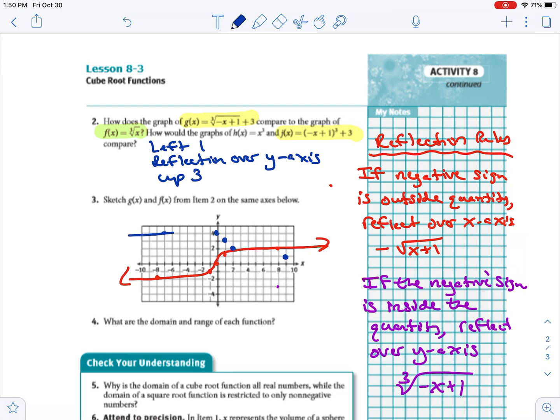And here is our graph of the translated function, transformed function. Now, as we can see, the domain and range for each function, again, is going to be all real numbers or -infinity to +infinity.